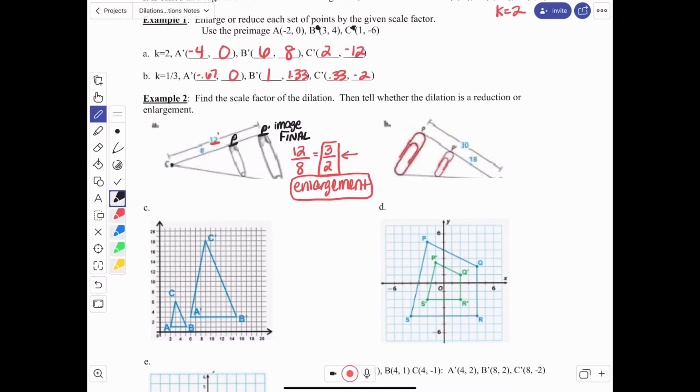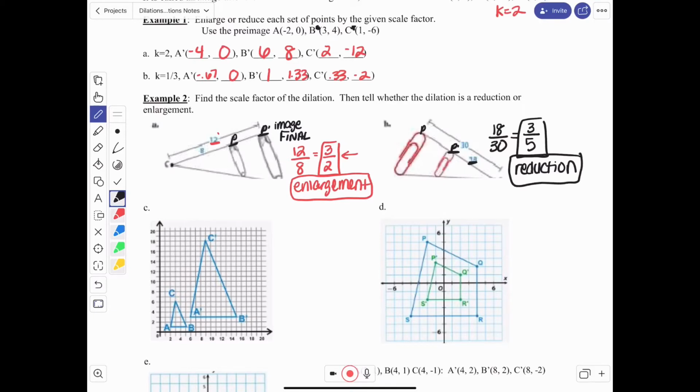Okay, so for our second one, this one is P prime. You can barely see that little mark there, and then here's P. So this one is the final image. So the 18 goes with the smaller numbers. The 18 goes on top. The 30 goes on the bottom. So we reduce this fraction. So let's see. 6 will go into 18 3 times. 6 will go into 30 5 times. So there's our scale factor. And of course this was smaller, so this would be a reduction.